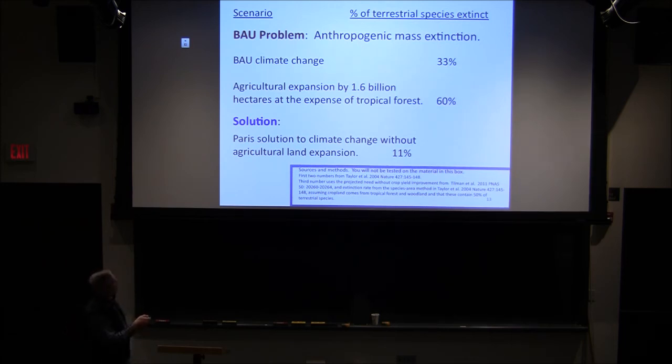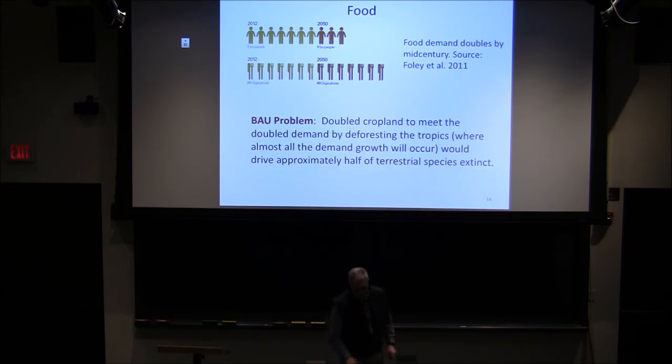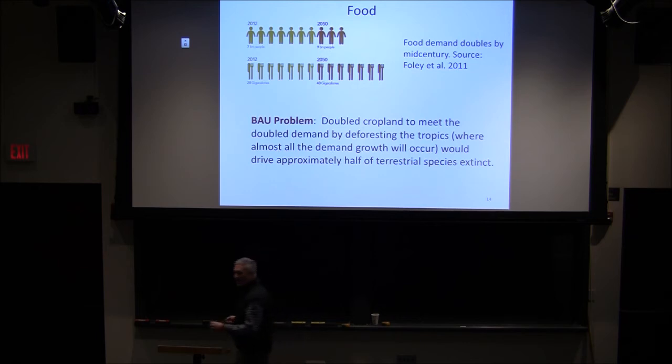If you institute the Paris solution and don't expand agriculture, it turns out there is an expected 11% of species lost anyway. So 11% of species lost stinks, frankly, right? But it's not as bad as these numbers. So that's what I mean by solving the problem, is only having 11% of the species go extinct. And it's important to take on board here that climate change is exacerbating the species diversity problem. So that's one interaction between these two problems. So the food problem. I already showed this diagram last time.